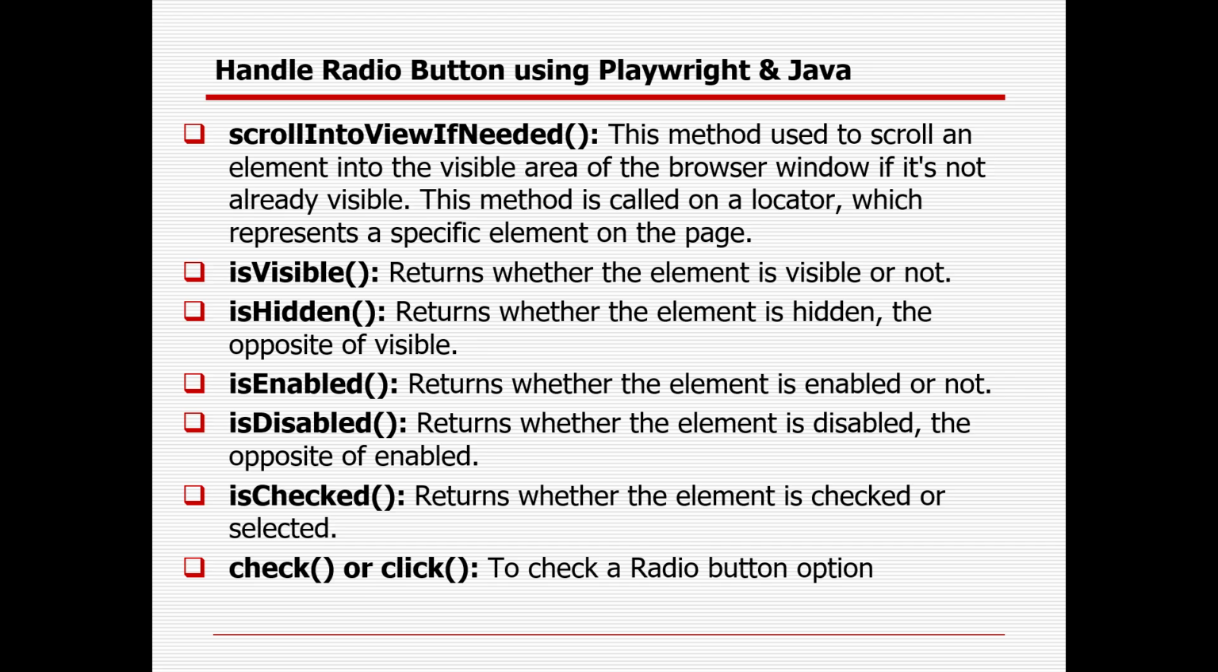isChecked will return whether the element is checked or selected, by default or initially. Suppose nothing is selected, the option is not selected. In case you are using isChecked, it will give you the boolean result false. And for a radio button, you can use check or click to select a particular option. Check will primarily work on a radio button or checkbox, whereas click might work on a link and other options as well. So these are the important methods available primarily to deal with radio buttons using Playwright and Java. So let's see the code.